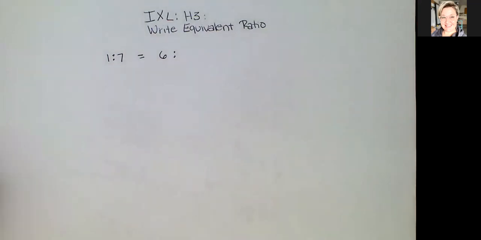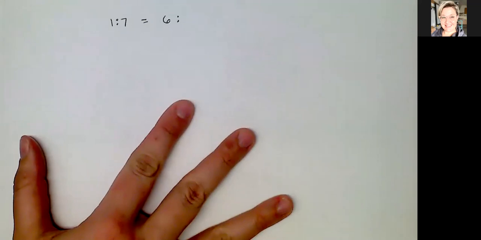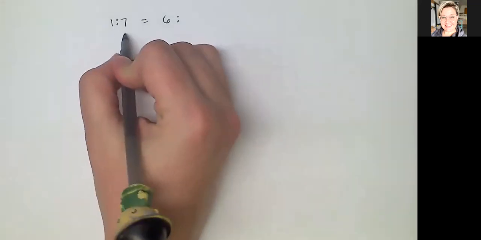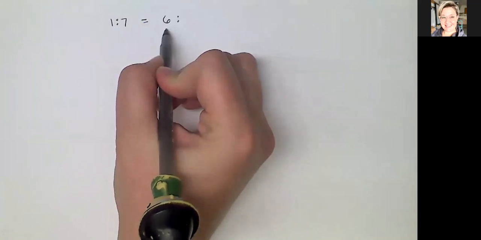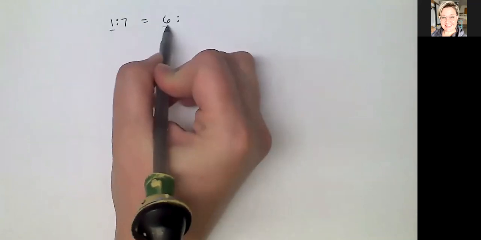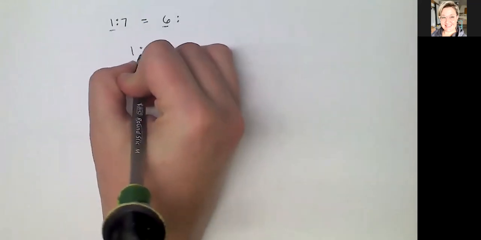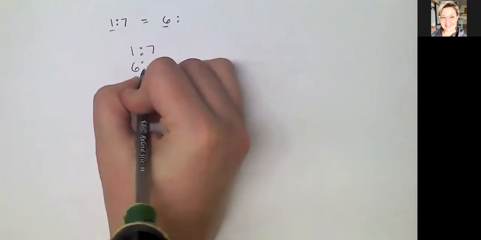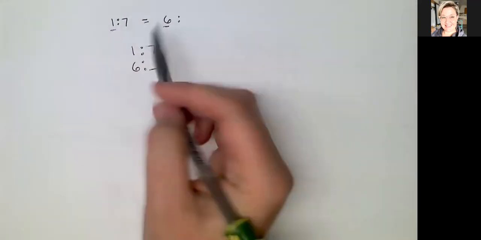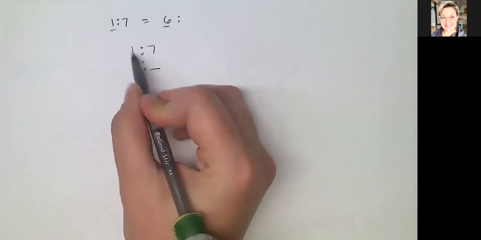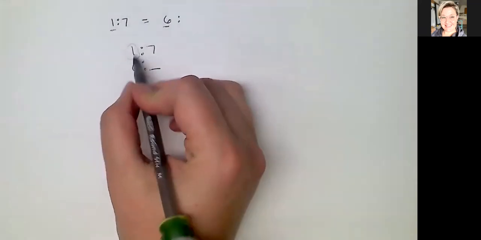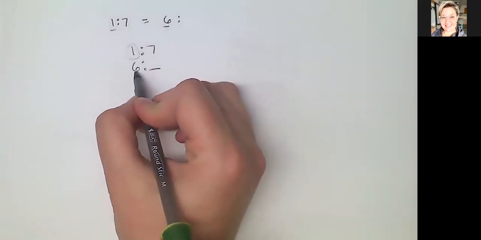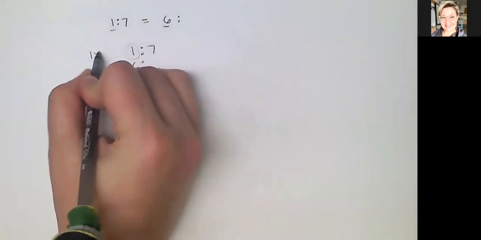Okay, so we have 1 to 7, and we need to figure out an equivalent ratio where the first number is 6. So we're going to just look at these first numbers. I'm going to write them this way, 1 to 7 and 6 to what? They have to equal the same. So to get to the 6, it's pretty simple because this is a 1 and it helps us, okay? So if we wanted to get the 1 to turn into a 6, we would have to multiply it by 6, okay?